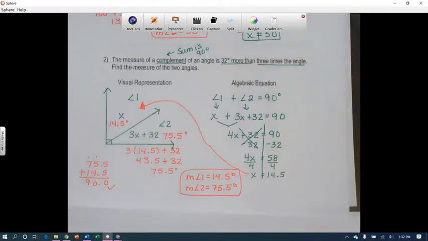That sums up our word problem on complementary angles. We've done one on supplementary and complementary now. Please let us know if you have any questions. Good luck with this.